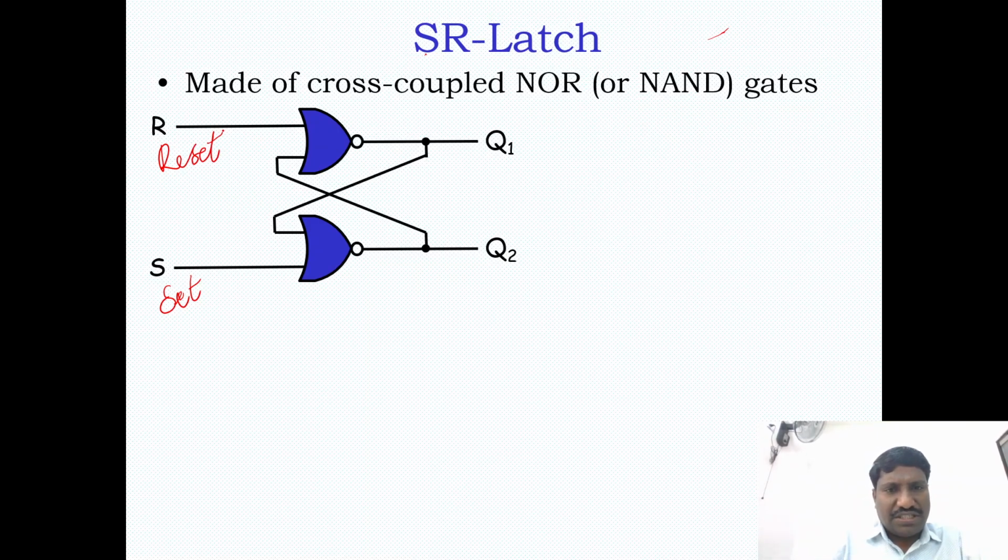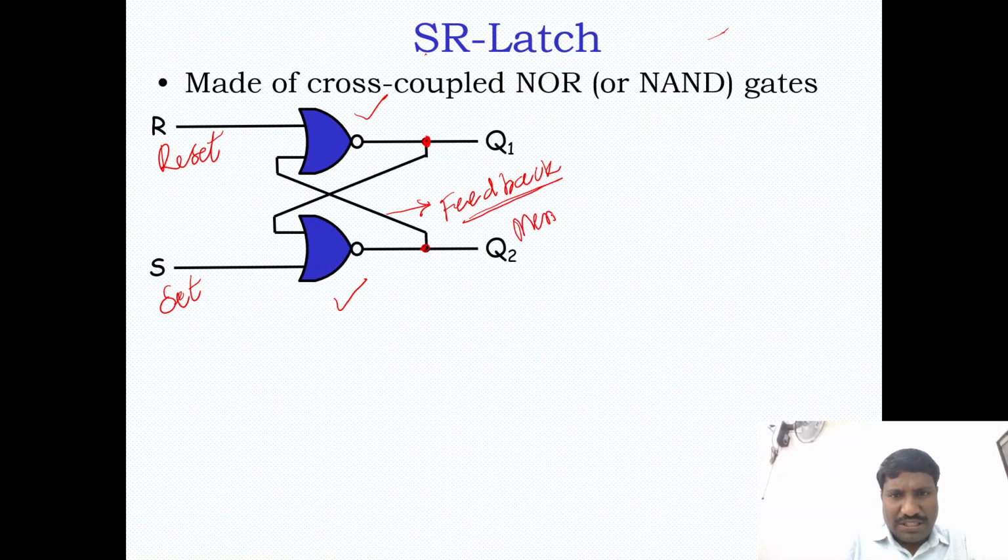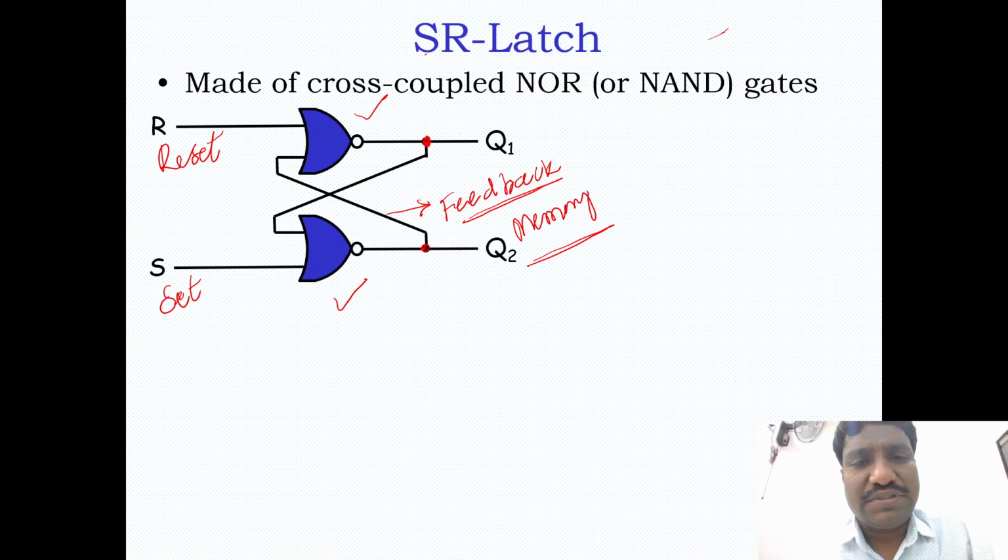What we are using in this circuit is two NOR gates, and what extra we are doing is connecting the output of one NOR gate as input to the other. Output of one NOR gate is connected as input to the other. This sort of connection is known as feedback. This feedback is responsible for getting memory in this circuit. We are getting memory because of the feedback, right?